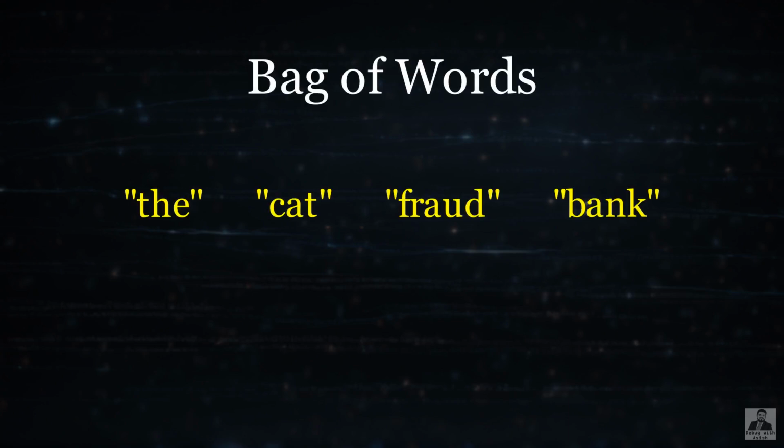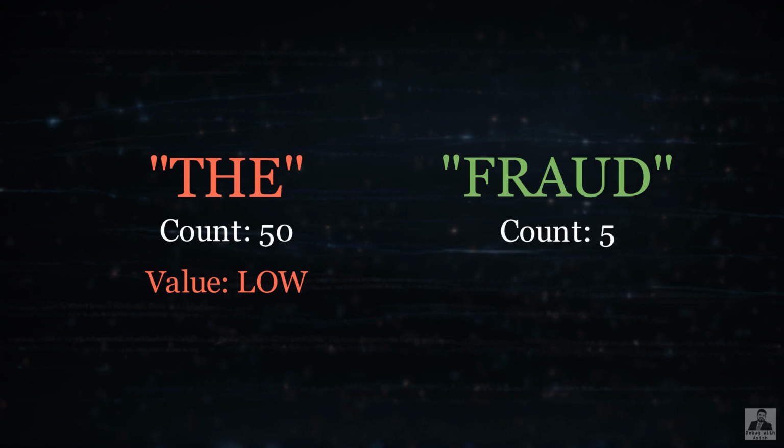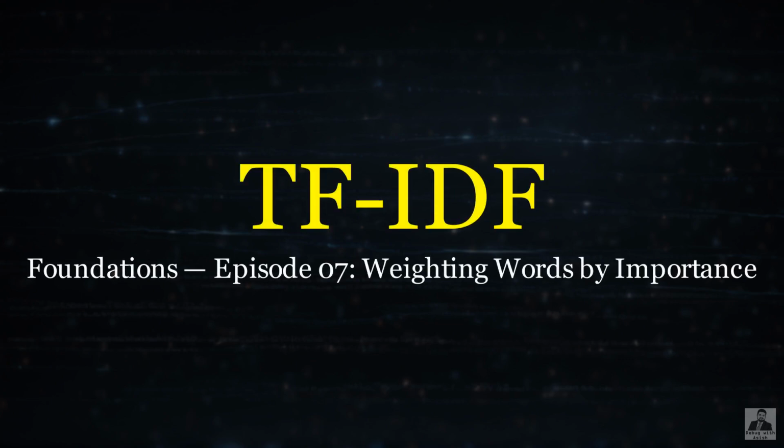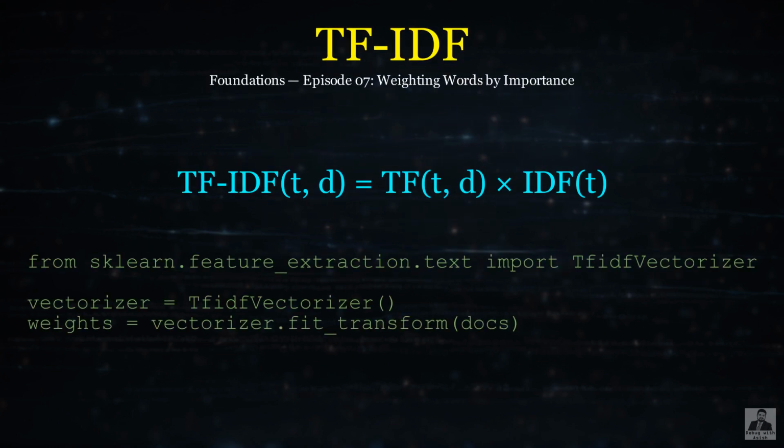Bag of words treats every word equally, but the word "the" appearing 50 times in a document tells you nothing useful, while the word "fraud" appearing 5 times in a banking document tells you a great deal. TF-IDF fixes this by weighting words based on how important they actually are. In this episode, we go line by line through the math and the implementation.